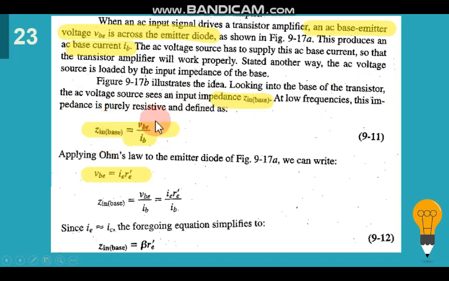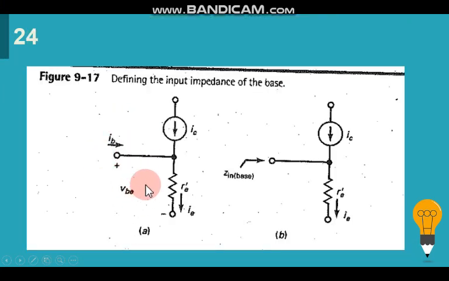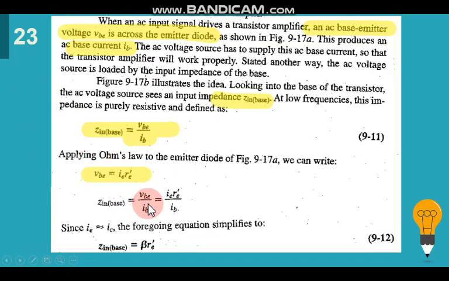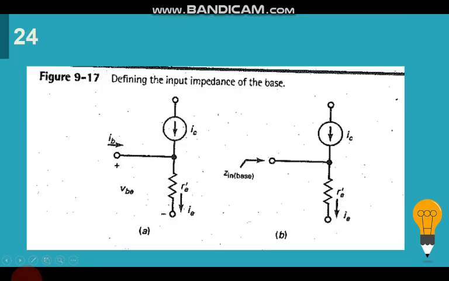Z in base equation will be VB upon IB, and we know VB is nothing but IE into RE dash using Ohm's law. If we replace it here, then it will be IE RE dash upon IB, and IE you can replace by IC, so it's IC upon IB times RE dash, which is nothing but beta RE dash. So our Z in base, that is the input impedance, will be beta RE dash.